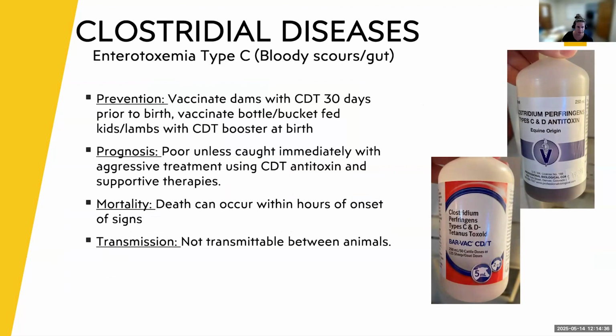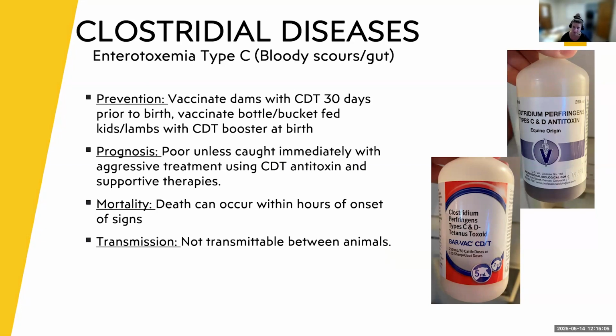So what do we do? So prevention, obviously, like I've said, vaccinate your dams 30 days prior to birth. Also, if you are bottle or bucket feeding those animals, you can vaccinate them again pretty young, like as soon as you put them on to those feeding systems, with a CDT booster at birth, and then again 2 weeks later, just to make sure that they're fully protected. Prognosis is pretty poor unless it's caught rather quickly.